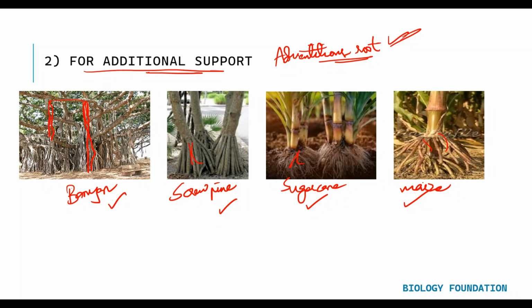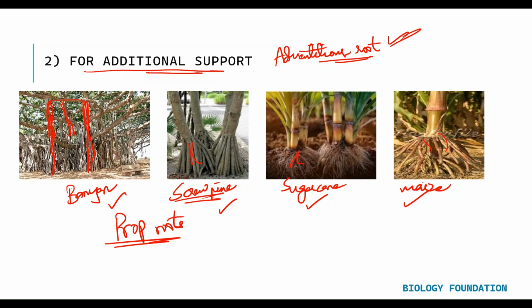These roots are only used for playing, making swings in the banyan tree. But as these roots grow, they get firmly attached to the soil, and thus provide support to the plant. The same thing happens in screw pine, and such roots are said to be prop roots.